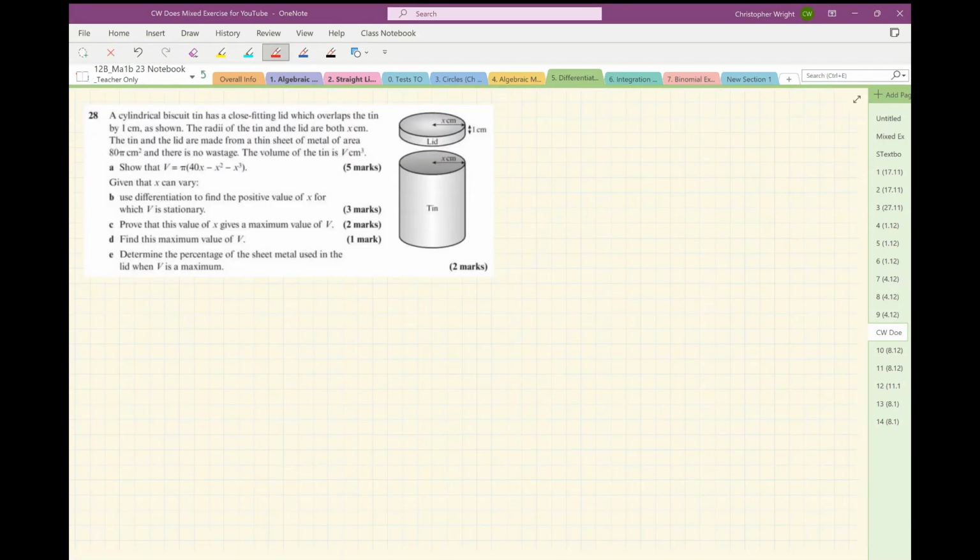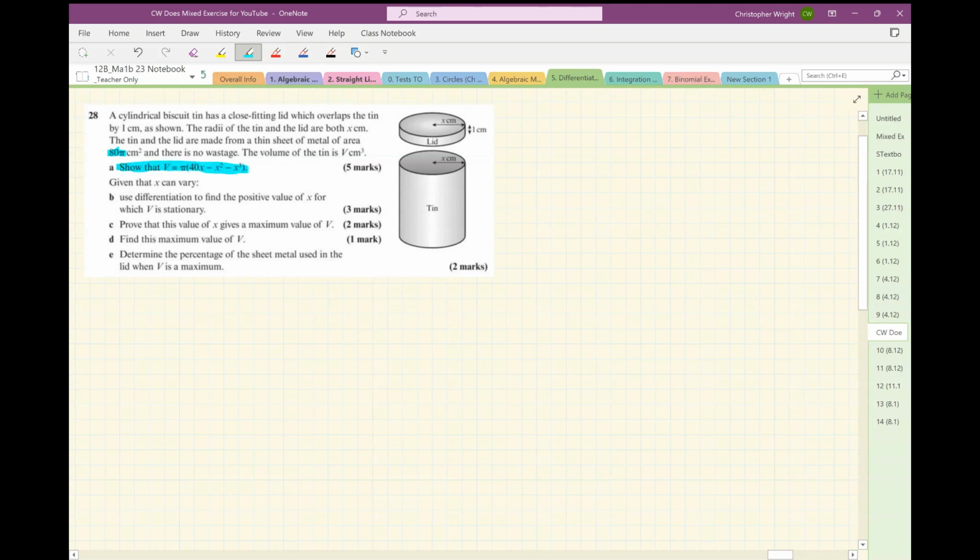Right, a cylindrical biscuit tin has a close-fitting lid which overlaps the tin by 1 centimetre as shown. There you are. Okay. Right, the radii of the tin and the lid are both x, as they're drawn on the diagram. The tin and the lid are made from a thin sheet of metal of area 80 pi square centimetres, and there's no wastage. All right, show that the volume is equal to that.